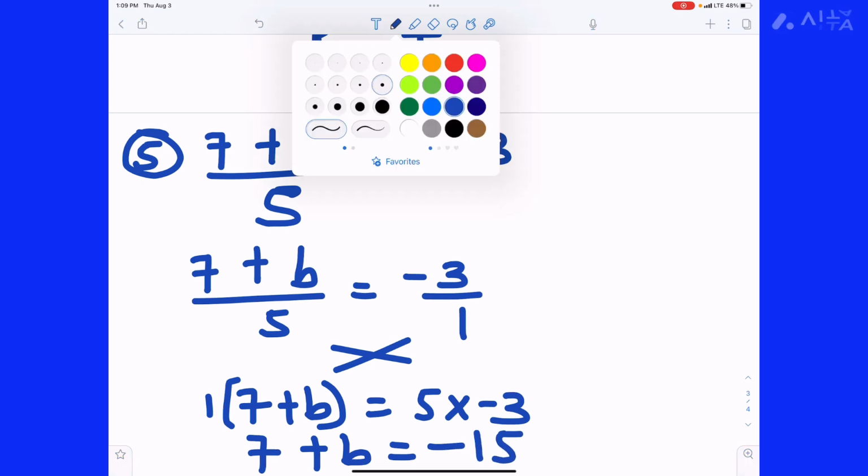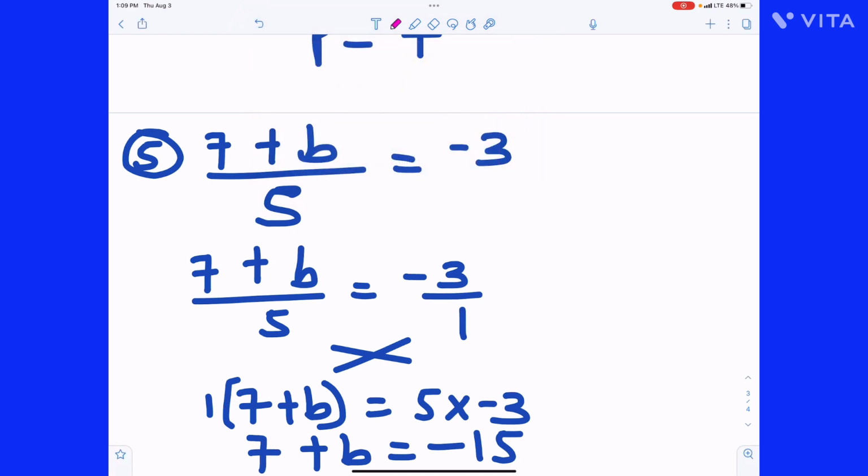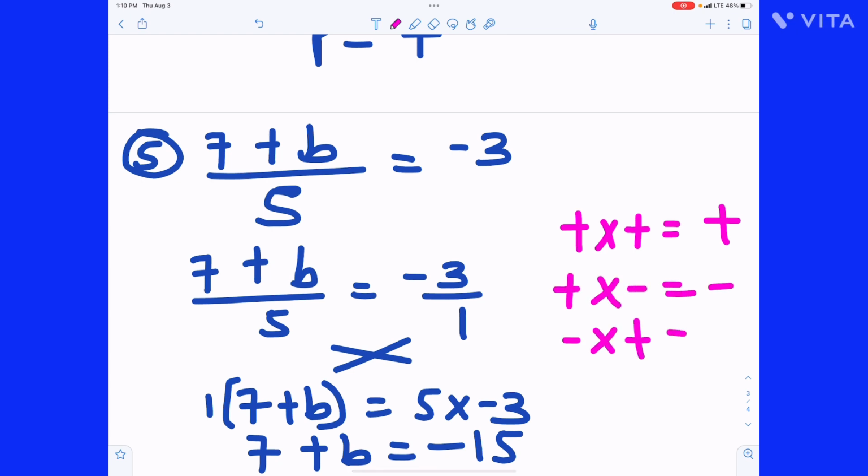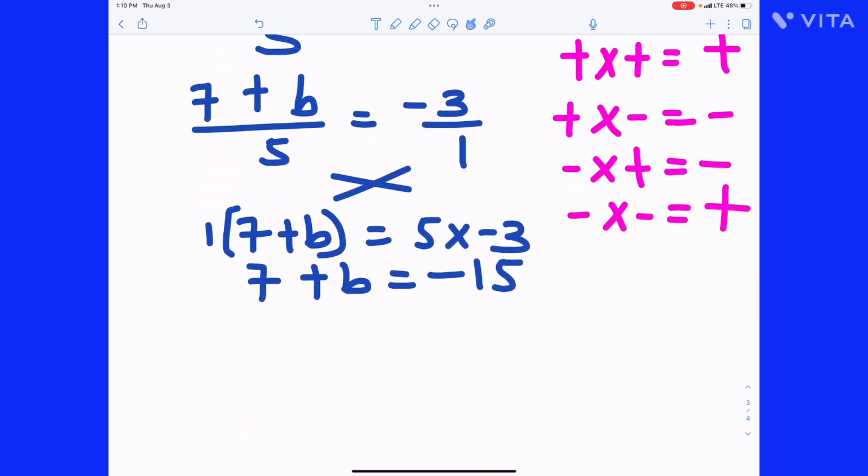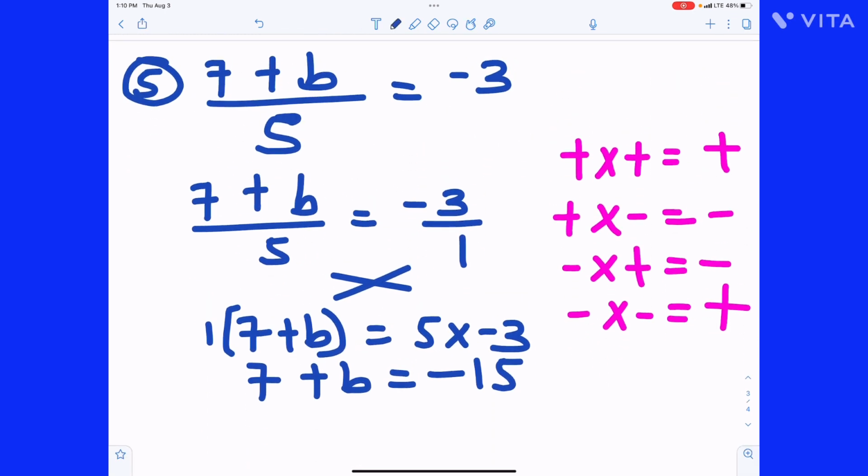Take note, there are things we call sign multiplication. Plus times plus is equal to plus. Plus times minus is minus. Minus times plus is minus also. Then minus times minus is equal to plus. So here, I'm multiplying 5 by minus 3. 5 is positive, but minus 3 is negative. So my answer will be negative.